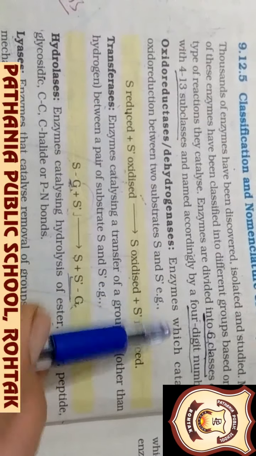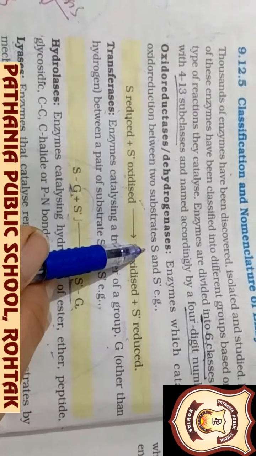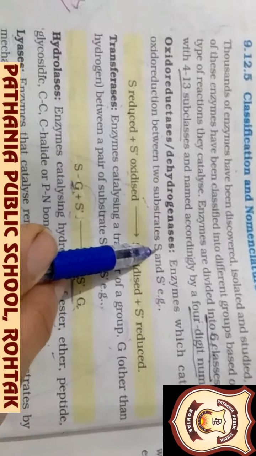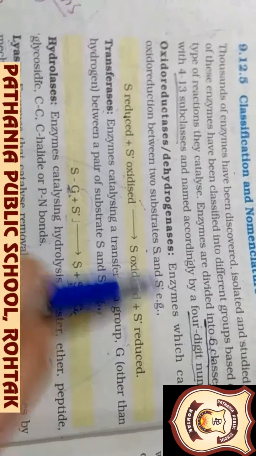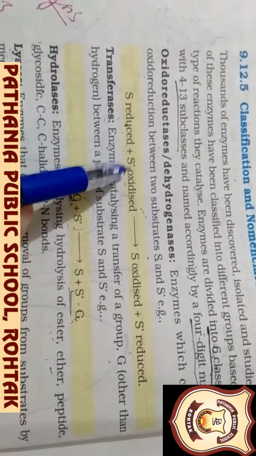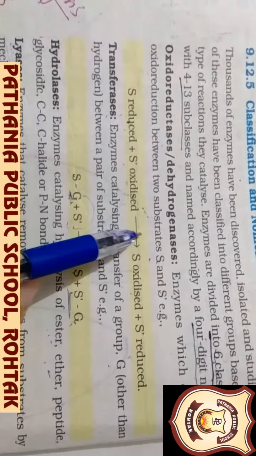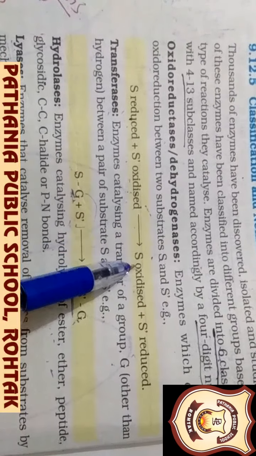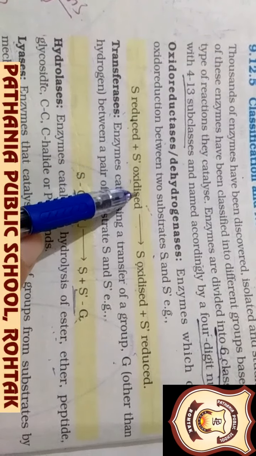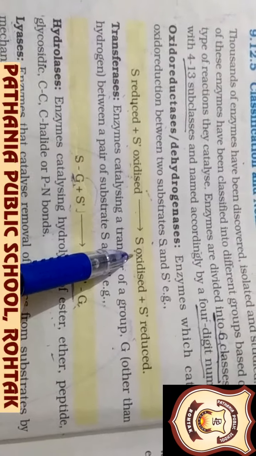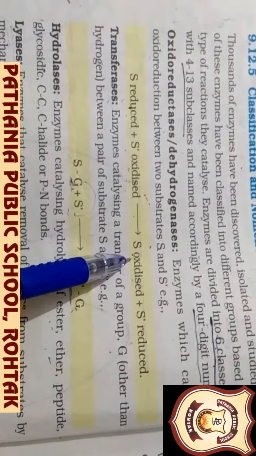So what is the definition? Here two substrates are taken, that is S and S dash. S is reduced and S dash is oxidized initially, but after applying this enzyme, the S dash which was oxidized will become reduced, and S which was reduced will become oxidized with the help of this enzyme.